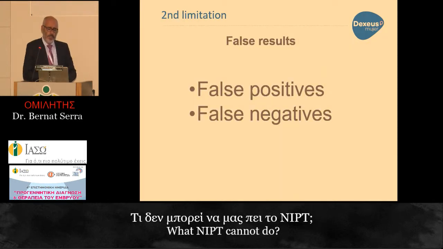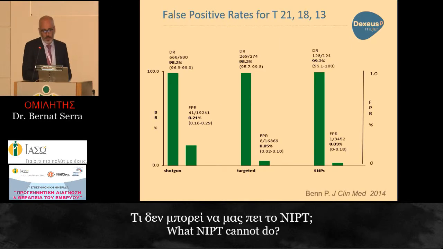And what is the second main limitation? The second main limitation is that NIPT does not always give back true results. It has false positives and false negatives. This illustrates that all tests have detection rates above 98% when we look for trisomy 21, 18, and 13. And if we focus only on trisomy 21, all have detection rates above 99.99%.